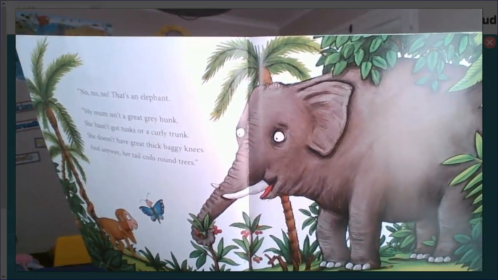I've lost my mum. Hush, little monkey, don't you cry. I'll help you find her, said Butterfly. Let's have a think. How big is she? She's bigger than me, said the monkey. Bigger than you? Well, then I've seen your mum. Come, little monkey. Come, come, come. No. That's an elephant. My mum isn't a great grey hunk. She doesn't have tusks or a curly trunk. She doesn't have thick, baggy knees, and anyway, her tail coils around trees. She coils around trees? Well, then she's very near. Quick, little monkey, she's over here.